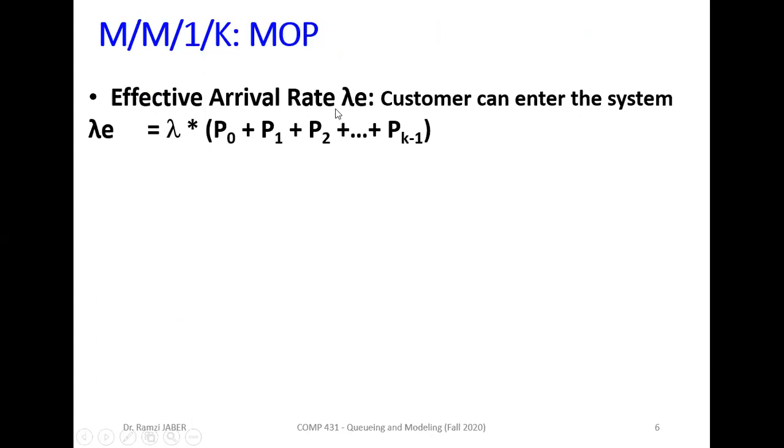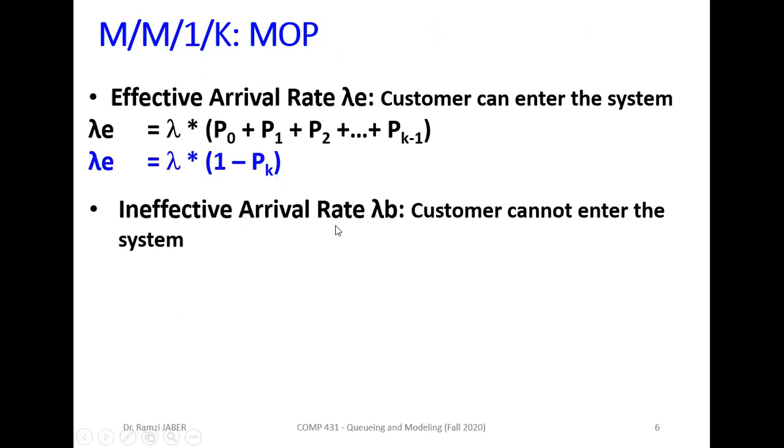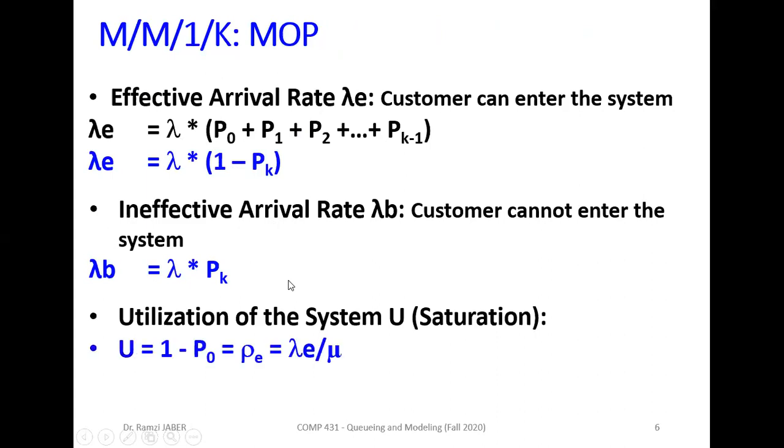So lambda E, the effective arrival rate, equals lambda times (P0 plus P1 plus P2 up to P(K minus 1)), which is equal to lambda times (1 minus PK). And the ineffective arrival rate, lambda B, equals lambda times PK. Okay, and we have utilization here. Utilization of the system, 1 minus P0, equals rho E, equals lambda E over mu. Okay, any question here?